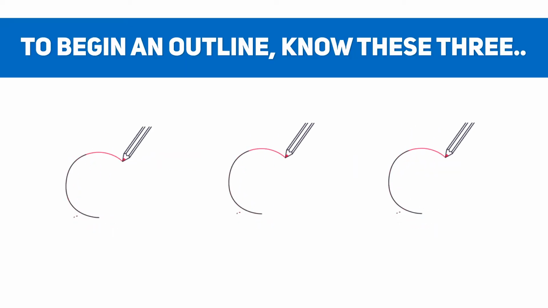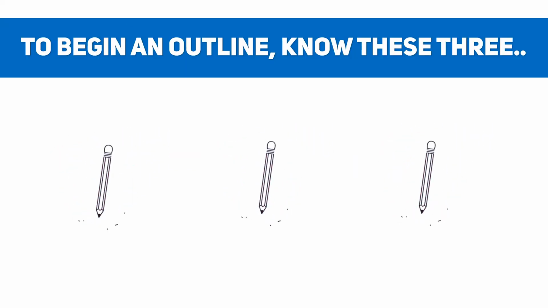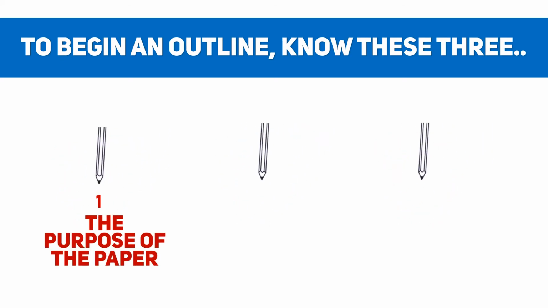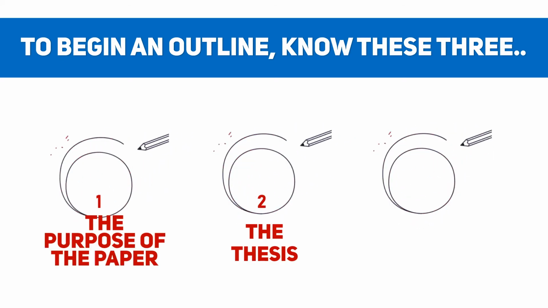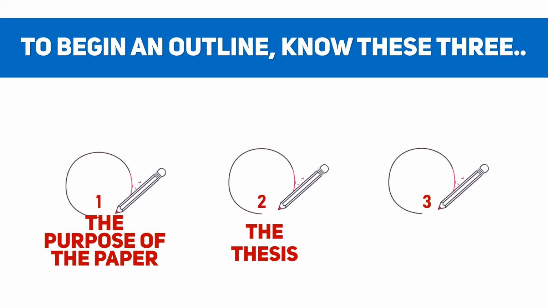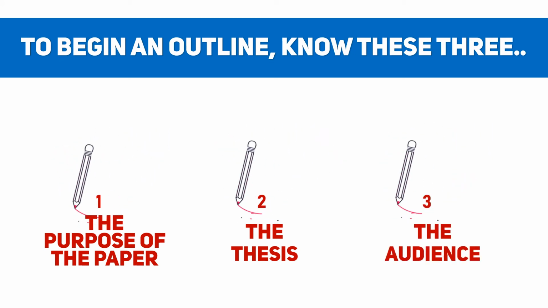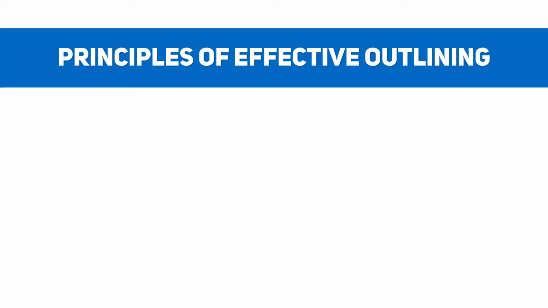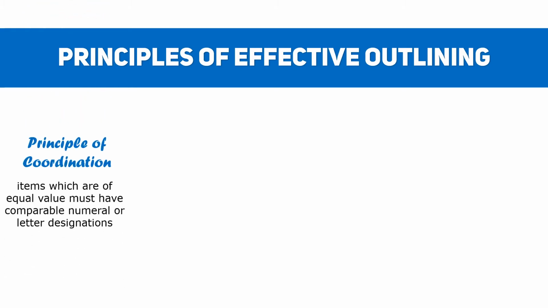And before we forget, to begin an outline, you must know these three. First is your purpose. Second is the thesis statement or the thesis or main idea. And third, the audience. To make our outlines better, we must adhere to the following principles. First is the principle of coordination.